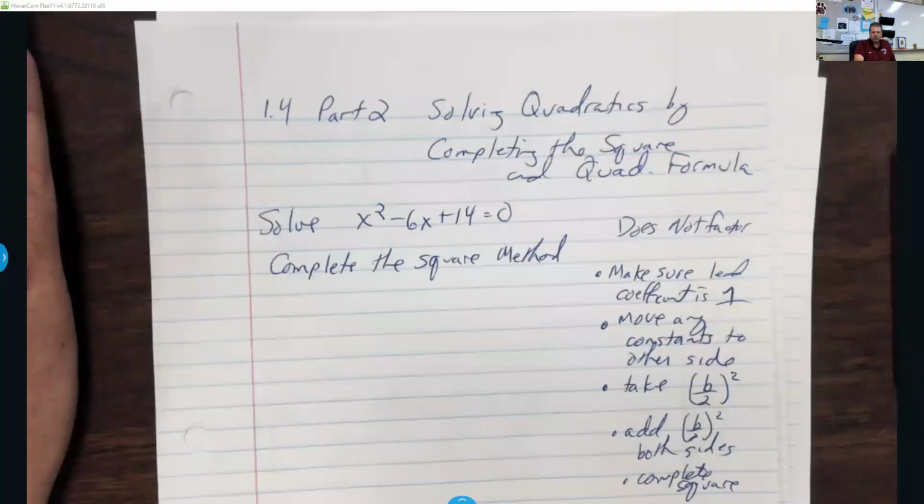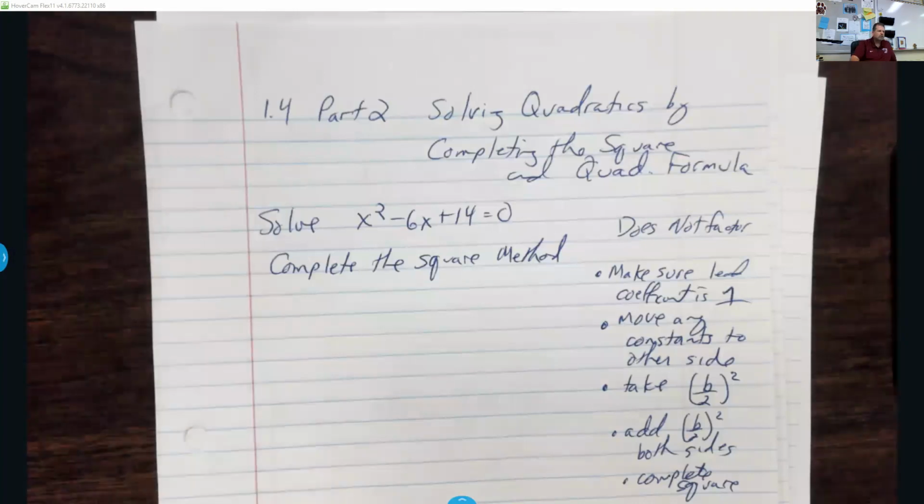All right, so we are going into part 2 of 1.4. Okay, and so let's go ahead and get started on that. We're still dealing with quadratics. So let's go ahead and get into that piece. All right, so here is our, hopefully that's sharing now.